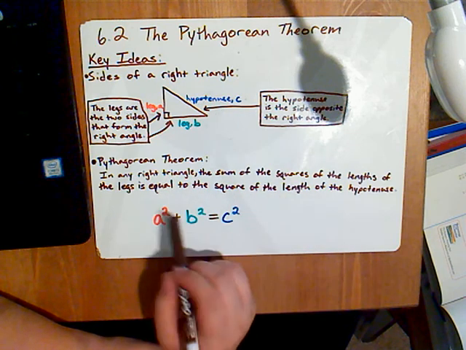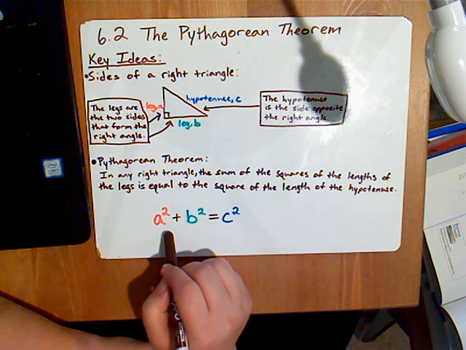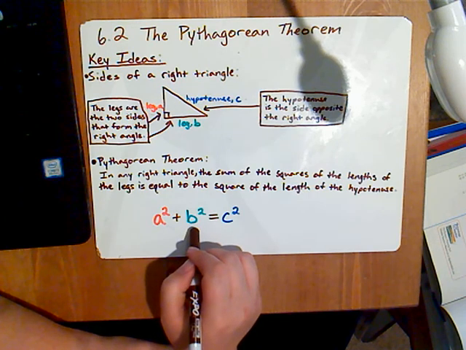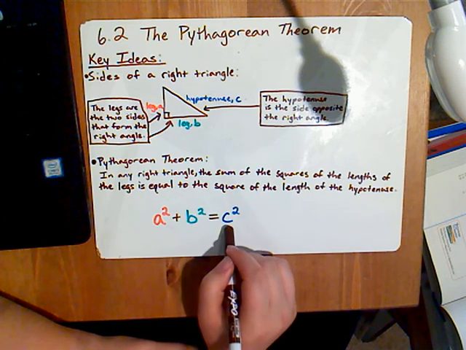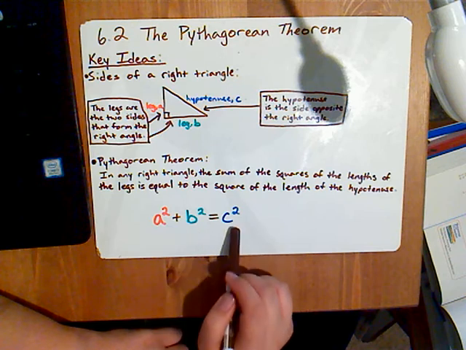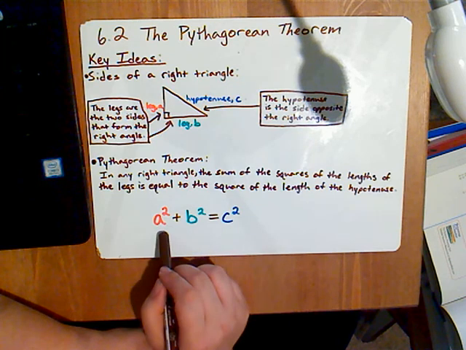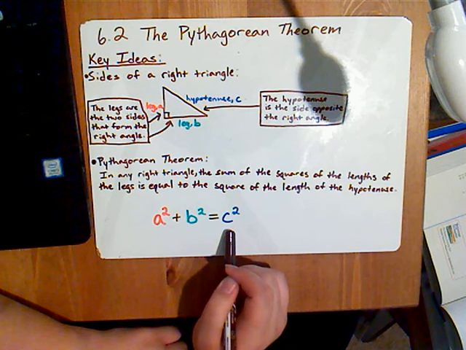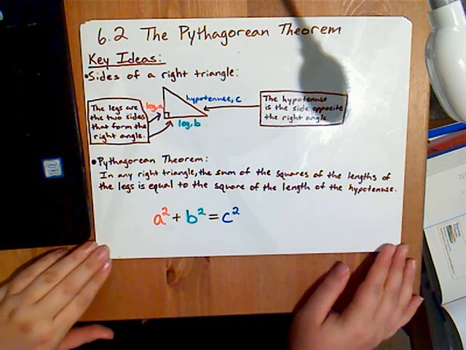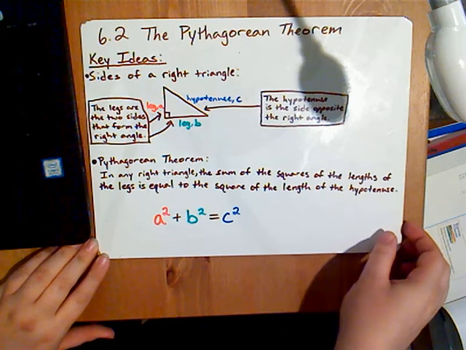If you take the length of a and square it, add that to the length of b and square it, that is going to equal your c squared, and your c is the hypotenuse. So a and b are your legs, c is the hypotenuse. a squared plus b squared equals c squared. I'm going to be showing you a couple of examples of how to find the hypotenuse and side lengths using the Pythagorean theorem.